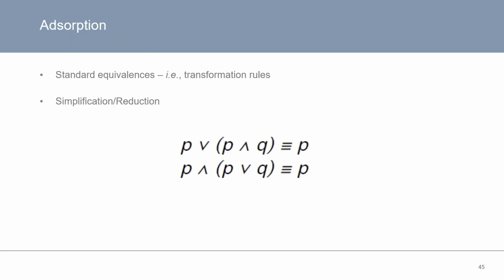Our next standard equivalence is absorption. This is also known as simplification or reduction. In this example, we have P or (P and Q), which is equivalent to just P alone. Also, when we have P and (P or Q), this is also equivalent to just P alone.